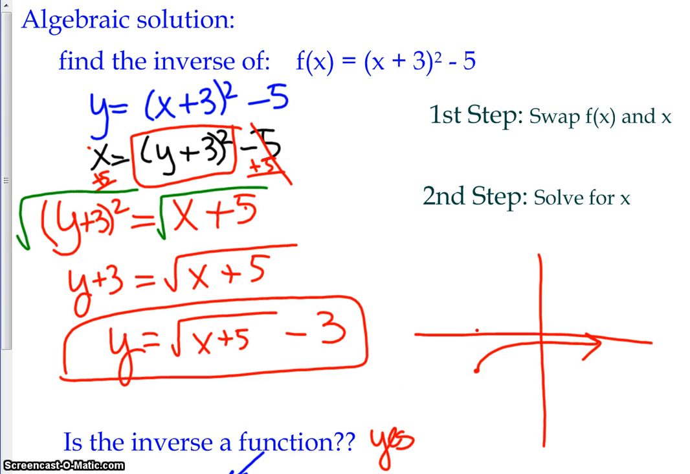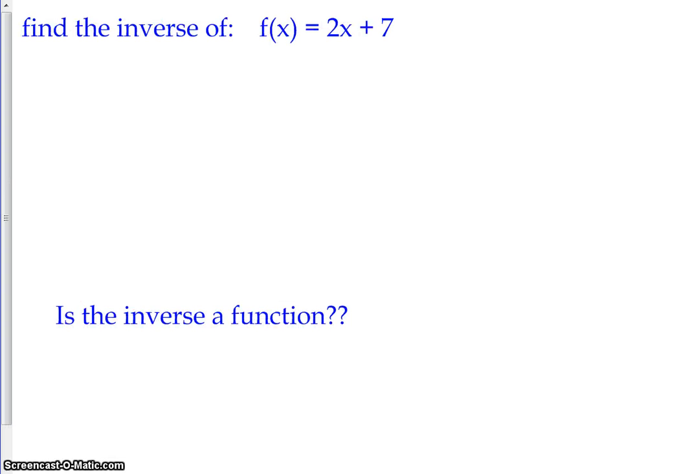All right, so we had our algebraic solution. Okay, let's do another one. Find the inverse of f of x equals 2x plus 7. So y equals 2x plus 7. Pretty common type that you're going to have to do in homework. Swap is our first thing. So now x equals 2y plus 7.